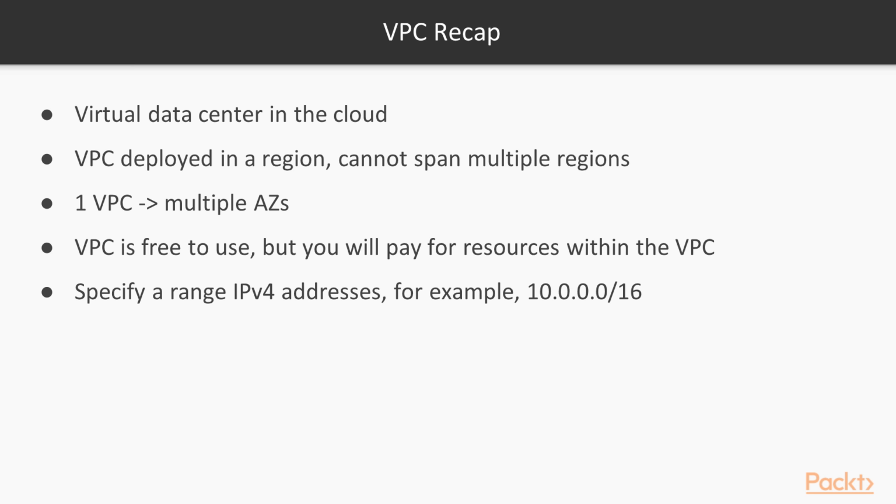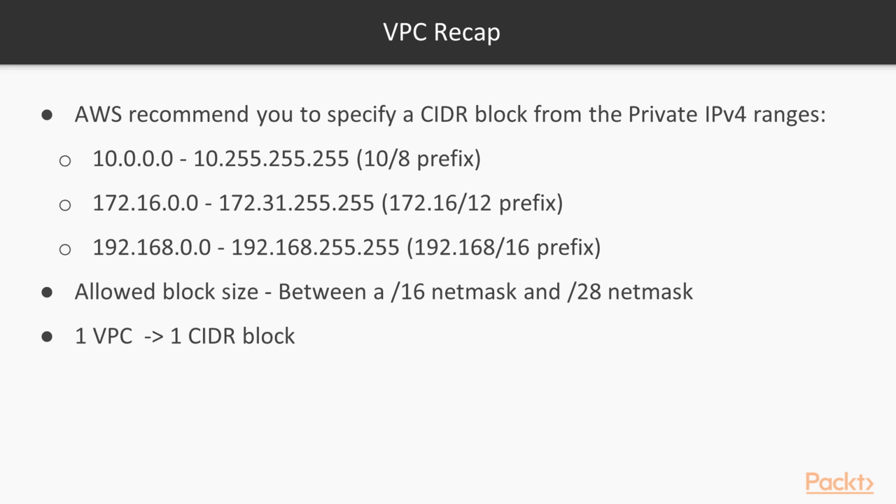within your VPC. You must specify a range of IPv4 addresses for the VPC in the form of a classless inter-domain routing or CIDR block, for example 10.0.0.0/16. AWS recommend you specify a CIDR block from the private IPv4 ranges. We have the 10.0.0.0 up until the 10.255.255.255, so the 10/8 prefix.